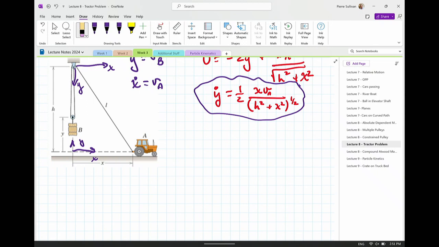Coordinate systems matter. Coordinate systems matter a whole lot for everything we've done up to this point. So how you define the coordinate system, where you define your origin, where you define everything with respect to is going to be crucial.